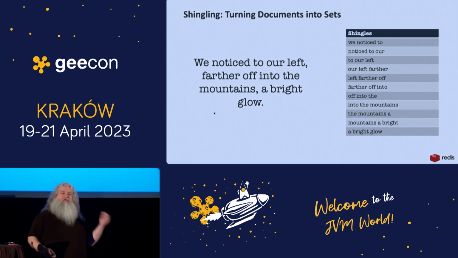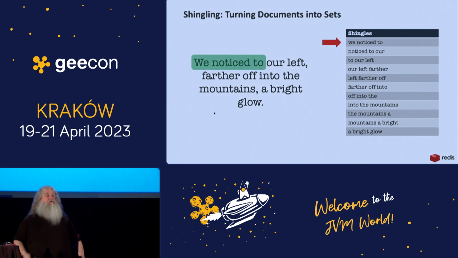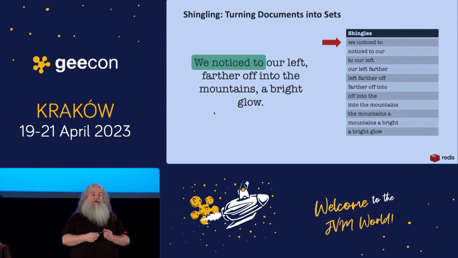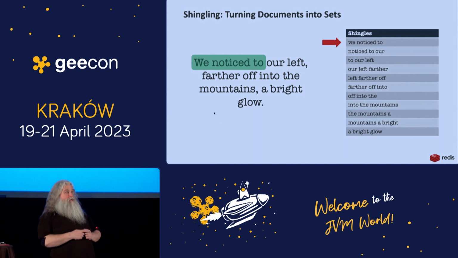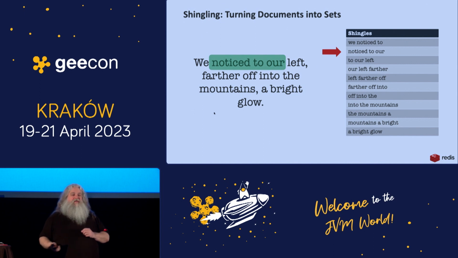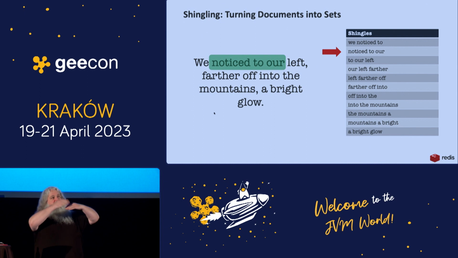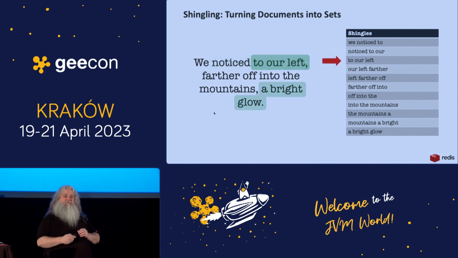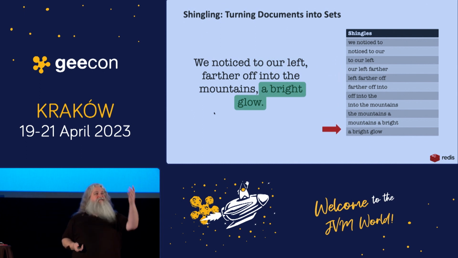You shingle the document by taking trigrams and building sets out of those. So we build a set out of this little document here. "We notice to our left, further off into the mountains, a bright glow." Back to our Megatron in the bushes dudes. And that becomes part of the set. And then the next shingle is one word over, three words. So they're laying over top of each other like shingles on a roof. And we build a set up this way until we get an entire set of all the trigrams that are used in that document.